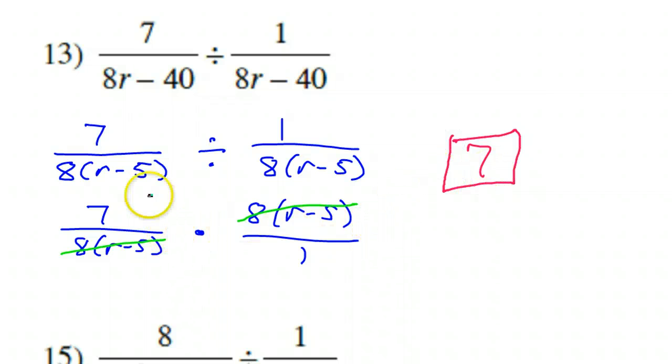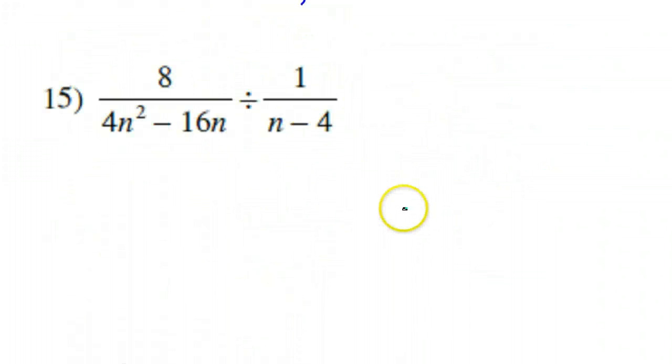Now as far as restrictions, probably easiest to look right here. r cannot be 5. I could look over here, but it's going to give me the same thing. So the one restriction is r cannot equal 5. Okay, number 15.